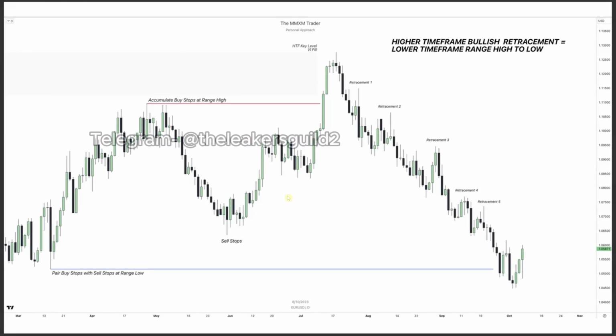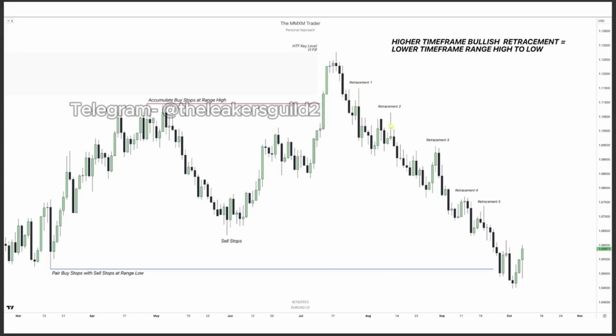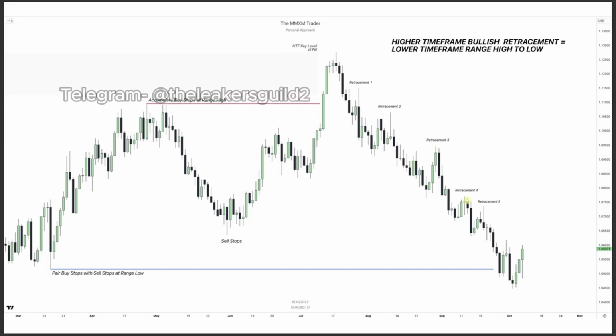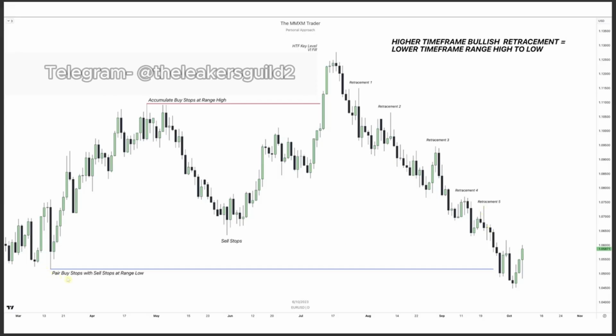We've got multiple retracements over here, right? So once we hit those accumulated buy stops, and then we want to trade lower, every retracement is an opportunity to go short, right? And we can see retracement number 3 here. We've got another retracement, and here we've got another retracement until we eventually hit those sell stops over here.